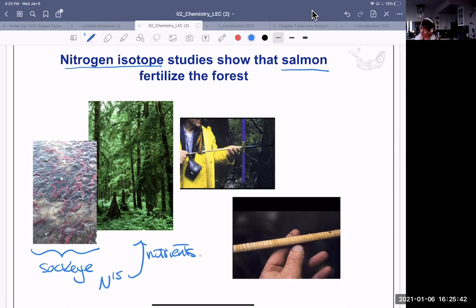And so researchers can go out with this. This is a core borer. Take a core out of the tree with rings, but they can examine the rings to see how much N15 as opposed to N14 is at that particular ring, which gives them the year, because trees lay down rings every year. And that can give them an idea of the size of salmon runs at a particular year in the past.